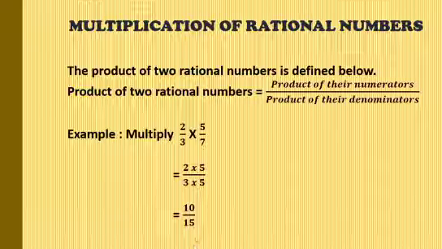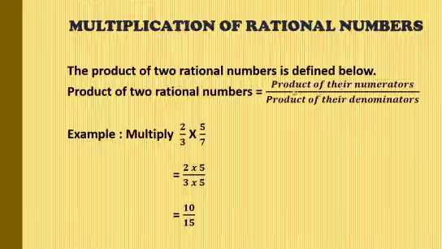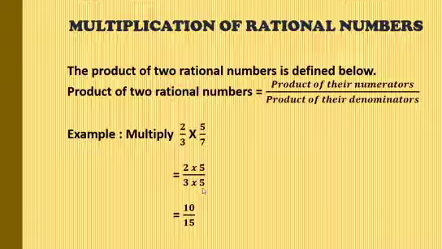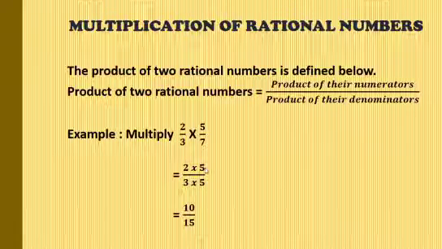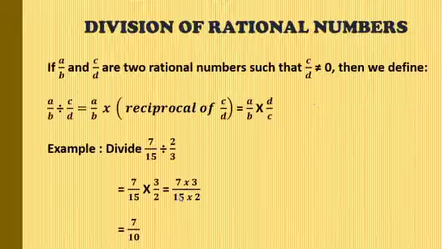Multiplication of rational numbers. The product of two rational numbers is defined as the product of their numerators by the product of their denominators. While multiplying rational numbers, simply we have to multiply the numerator with numerator and denominator with denominator. Or we can solve by cancellation also if it is possible.